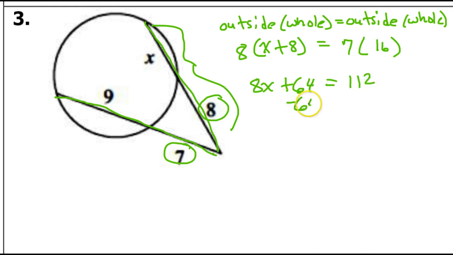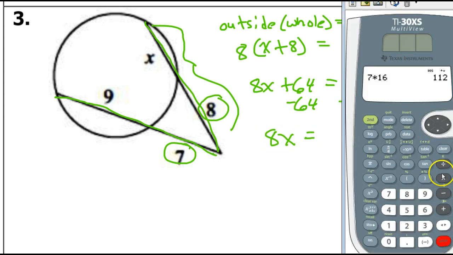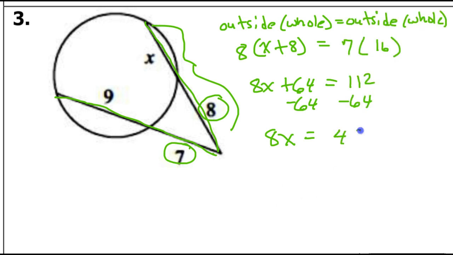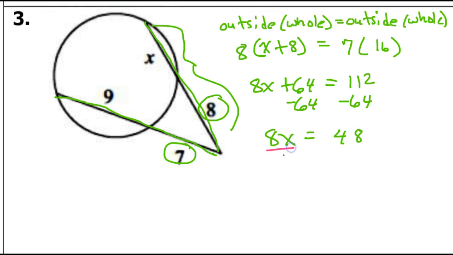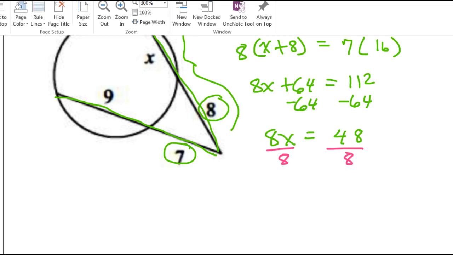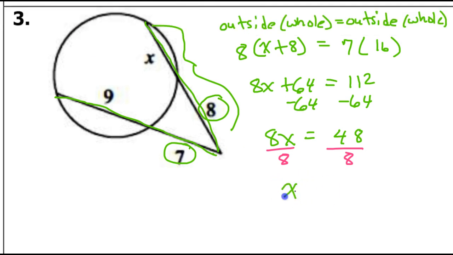Now we need to subtract 64 from both sides. That gives 48. And then I will divide both sides by 8. And that's going to be 6. So x is equal to 6.